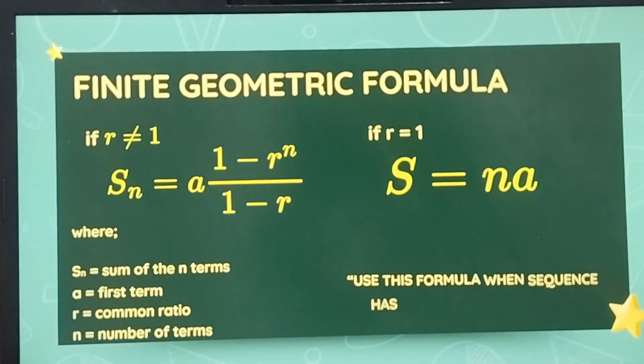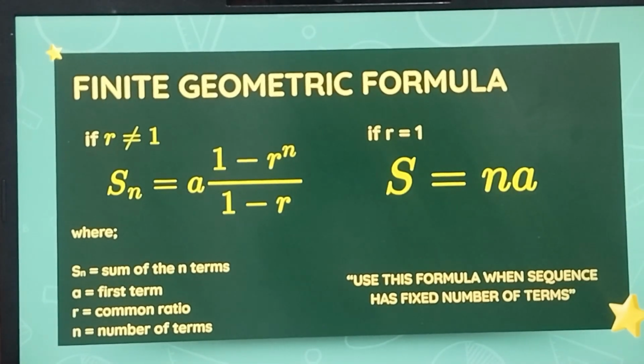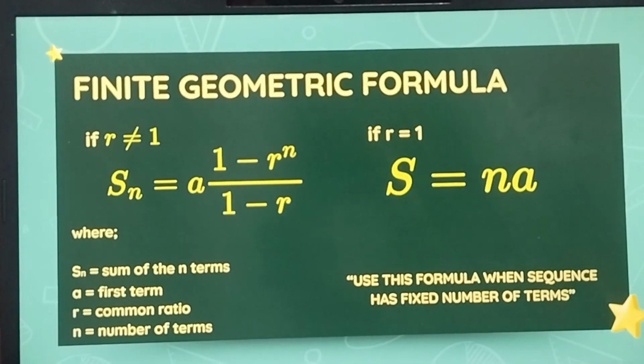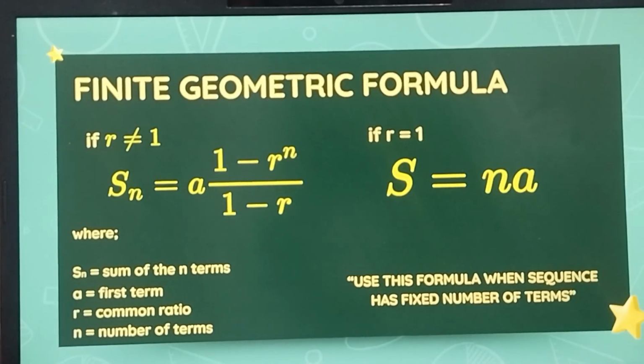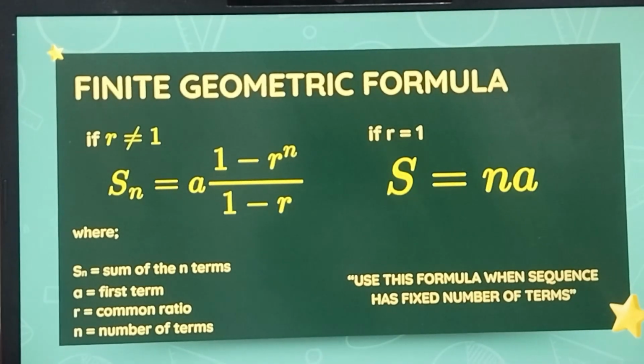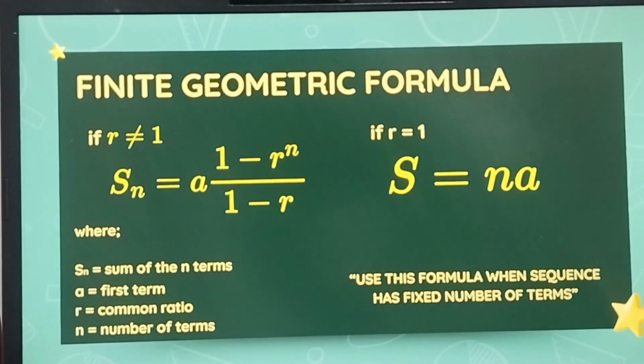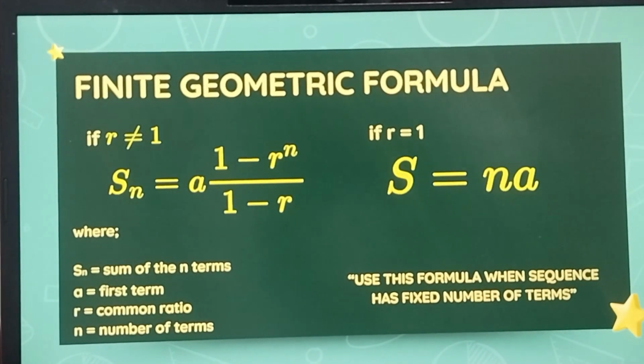So the formula for the sum of a finite geometric sequence is: if r, the common ratio, is not equal to 1, we can use the formula S sub n equals a multiplied by 1 minus r raised to the power of n, divided by 1 minus r. If the ratio is 1, we can use the formula S equals n multiplied by a, where S sub n is the sum of the n terms, a is the first term, r is the common ratio, and n is the number of terms. This formula can be used when the sequence has a fixed number of terms.